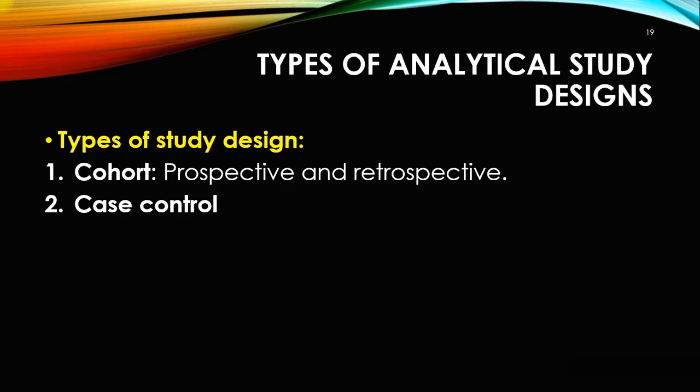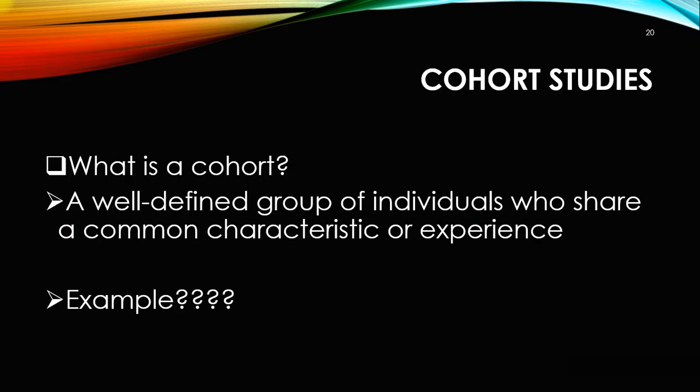So the types of analytical study designs are mainly two, that is cohort and case control. In cohort study, there are two types, that is forward looking and backward looking. Prospective is the forward looking and retrospective is backward looking. And case control, we have actually heard about both of these terminologies, but we will study them in detail. What are these study designs?